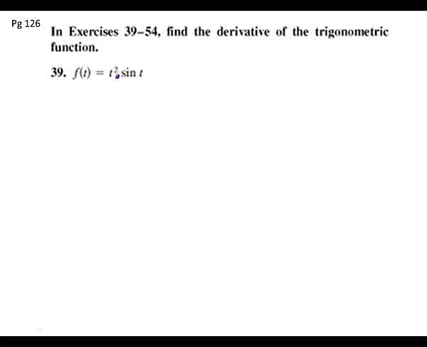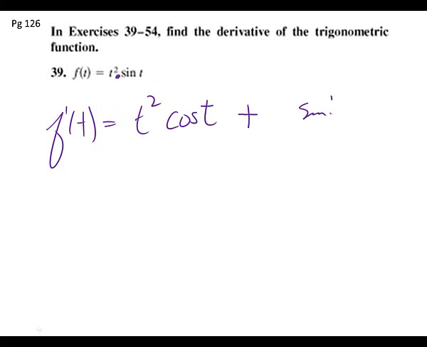All right. What rule am I going to need this time? Product rule. Good. So we're going to keep the first. What's the derivative of the second? Cosine t, plus, keep the second, sine t. What's the derivative of the first? 2t. Now let's pretend it's multiple choice. That's a great answer.